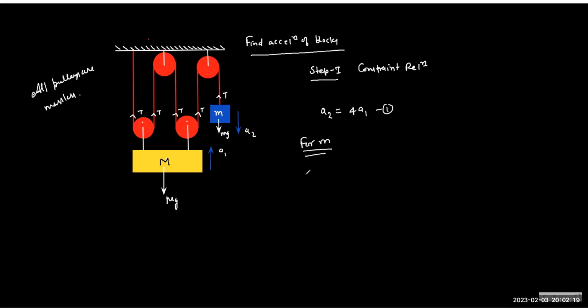mg minus, are we saying for small m or capital M? Capital M. Okay, I'm asking for small m. What is small m? mg minus T equals m into A2. Very good. And for capital M? mg minus 4T equals m into a. Again, you're making a blunder. What you said earlier was correct: 4T minus mg equals M into a.